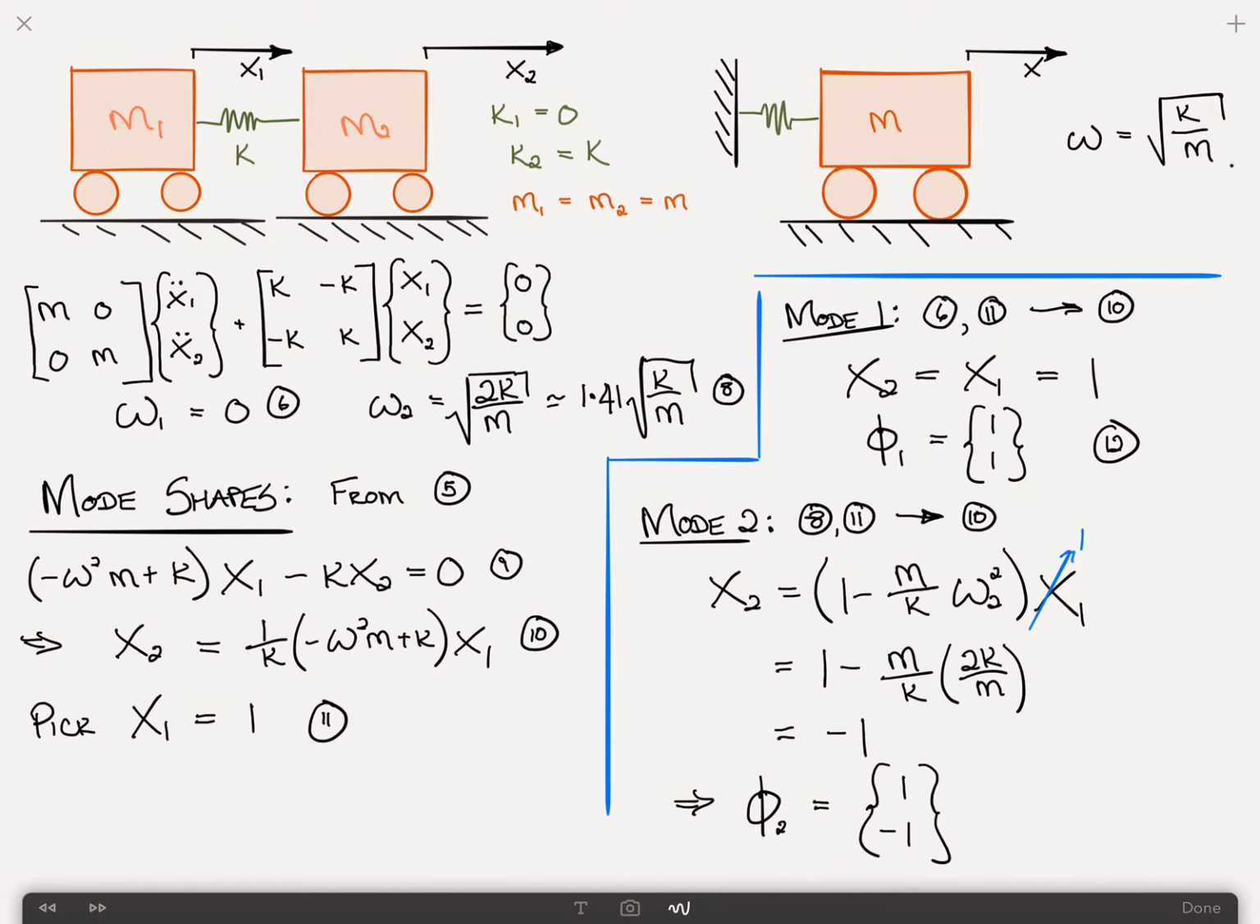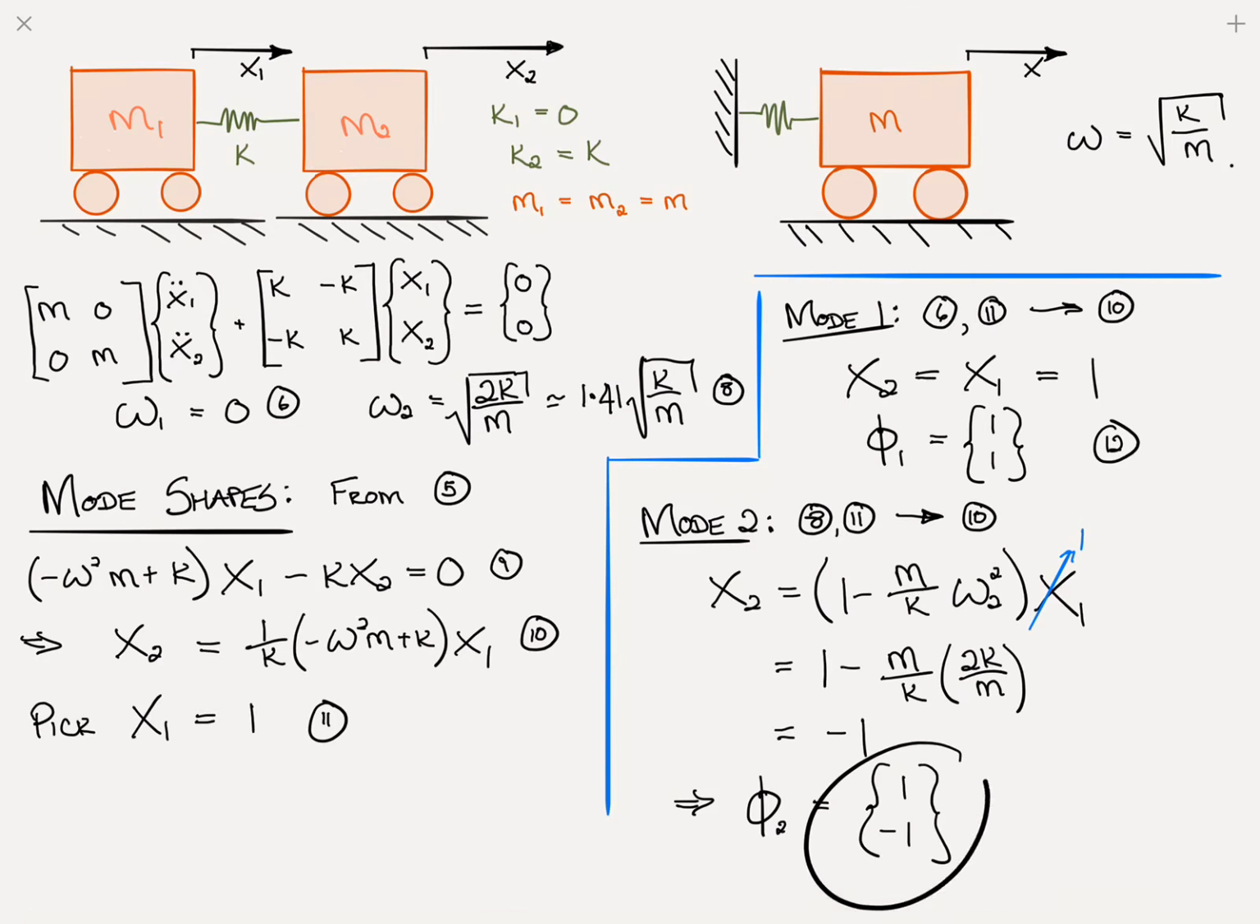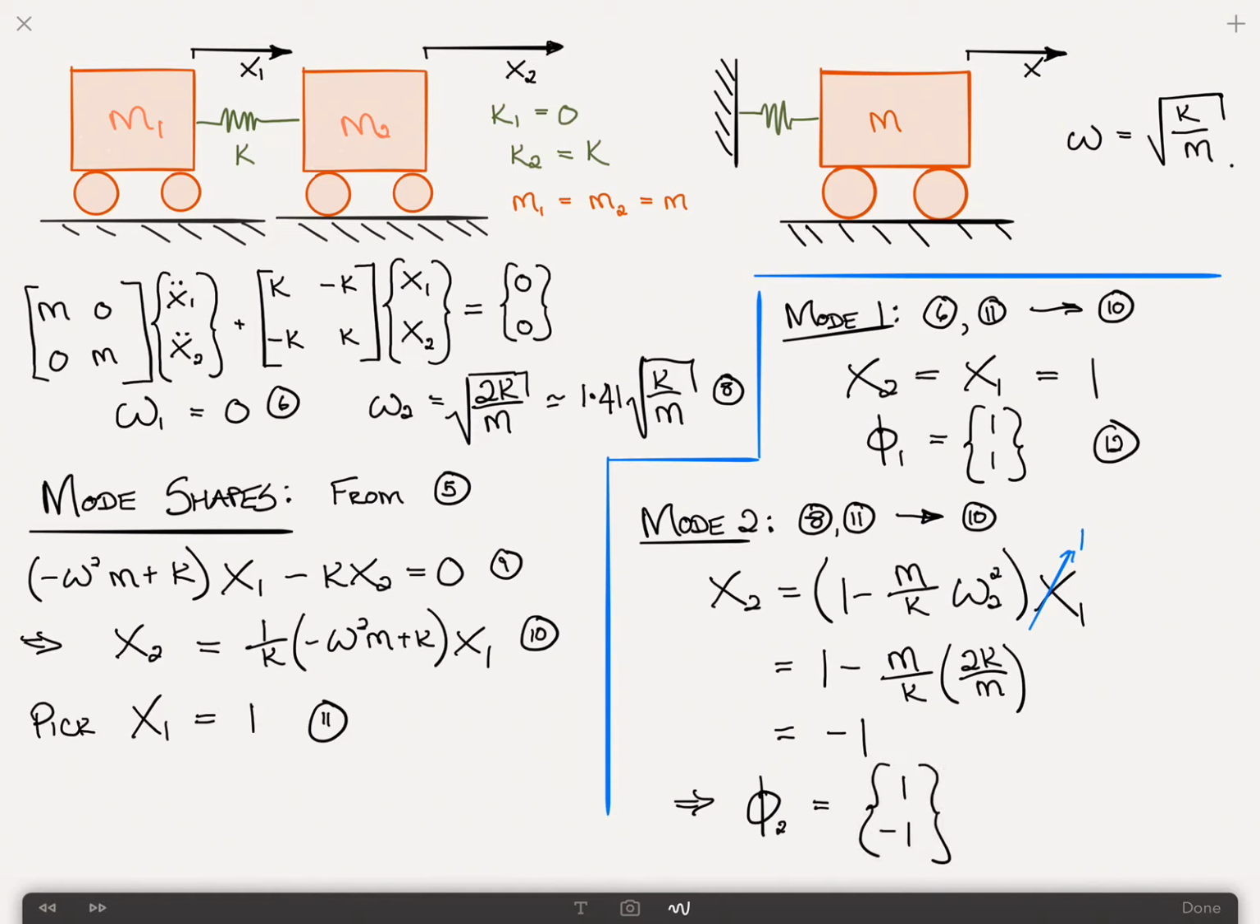0 in that case. The second mode is one where for every 1 that x1 moves, x2 moves 1 unit, the same amount, in the opposite direction. So you can imagine this mass moving this way and mass 1 moving the other way, or vice versa, and it's just a pure oscillation.